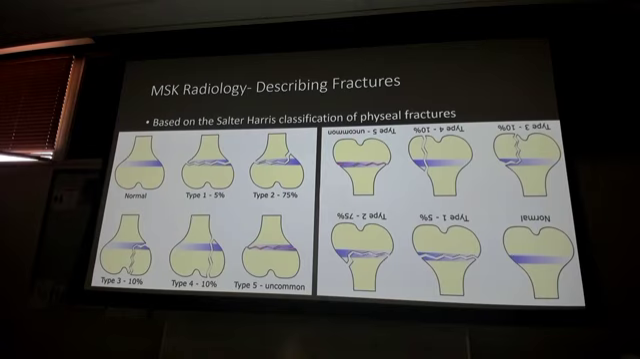Pediatrics. We will go over how to break these down, but Salter is broken down into 5 categories. Type 1, S, for Salter, is slipped. That's where the fracture is just through the physes. I'm going to tell you right now, type 1 and type 5s are hard to see. Type 5s are almost impossible to see on x-ray unless you're a pediatric radiologist.